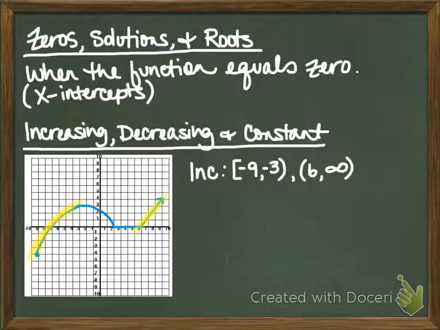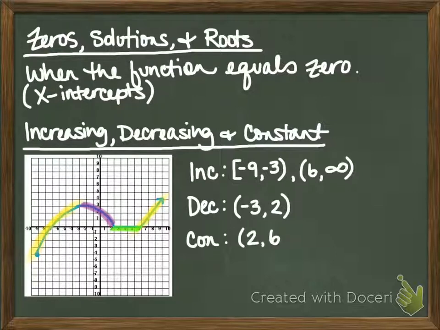Next is decreasing, so that's when the graph is going down. The purple section of the graph is decreasing. So that's from -3 to 2, this graph is decreasing. Then the graph is constant when it's staying the same value. So it's going to be straight across left and right. So this graph is constant from 2 to 6.